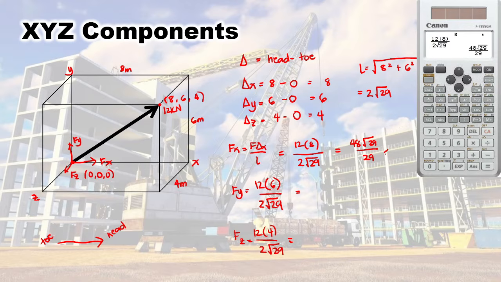48 square root of 29 divided by 29. So this is going to be our component at Fx. Now, how about Fy? That would be 36 square root of 29 divided by 29. So this is our component at Fy. How about Fz? This is 24 square root of 29 divided by 29. So this would be our component at Fz.